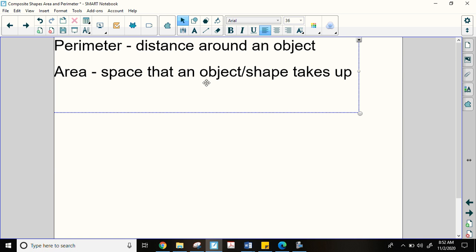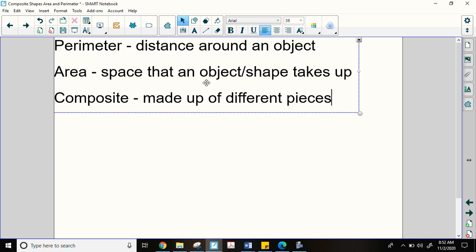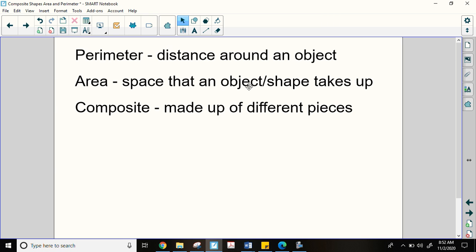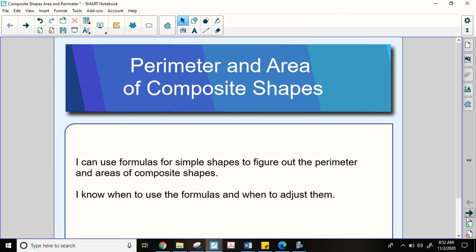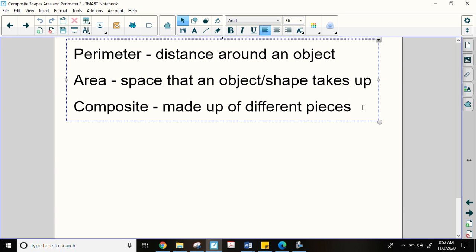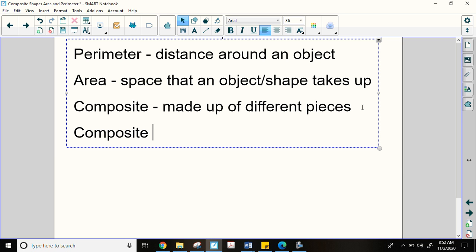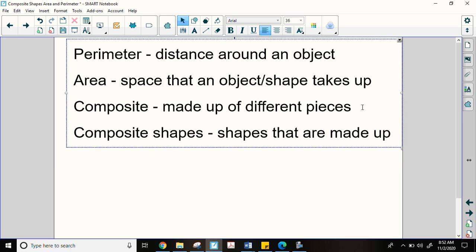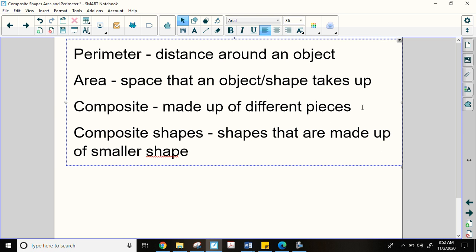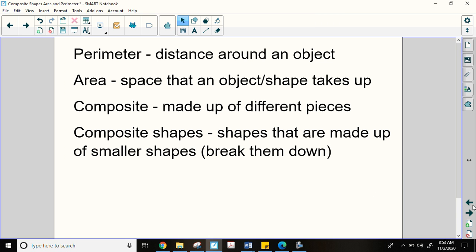And then the last word we have to learn about today is this idea of composite. Composite means it's made up of different pieces. And for the work that we're doing, we're going to be working with composite shapes. So composite shapes are shapes that are made up of smaller shapes. Break them down. That's our big idea. We need to be able to break things down.